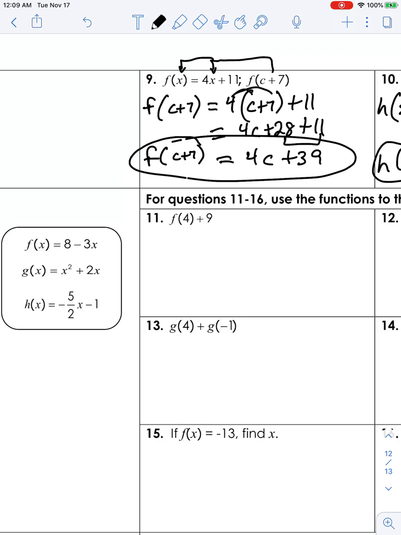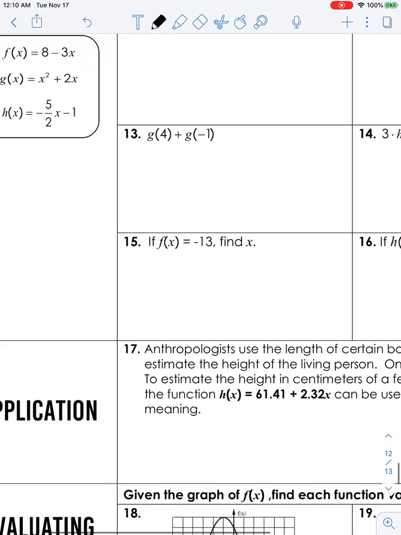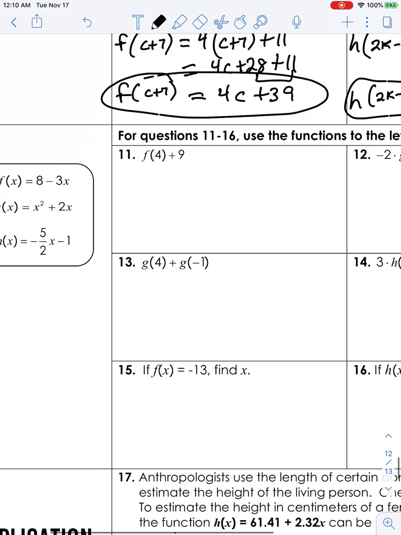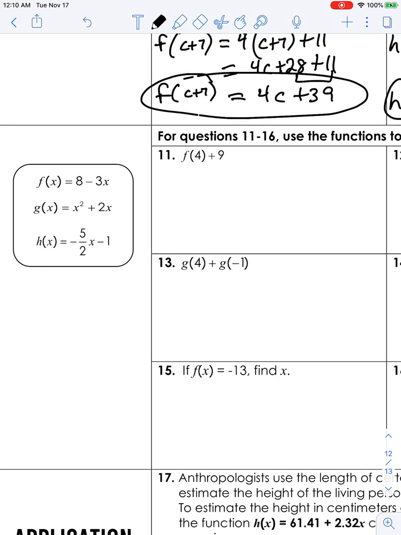All right. Now this other side. On this first one, what it's showing you is f of 4 plus 9. So obviously it's using the f of x equation, and it's saying plug 4 in for f of 4 plus 9. So you're going to use this equation right here, f of x, because it's an f.